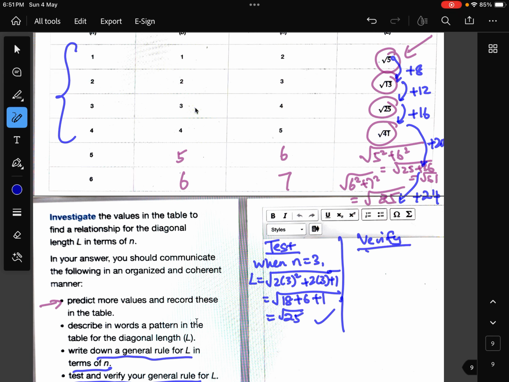Now, if you want to verify this, you do not want to choose any of these. What you want to do is to choose either n to be 5 or n to be 6 or anything more than that.